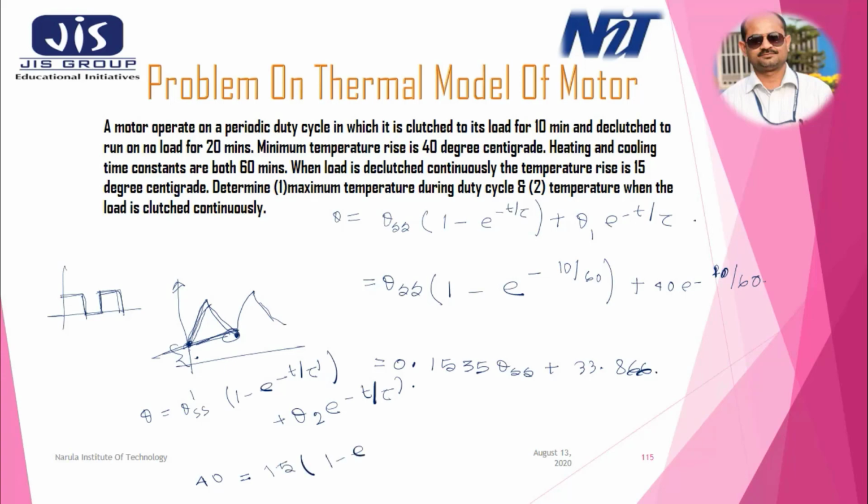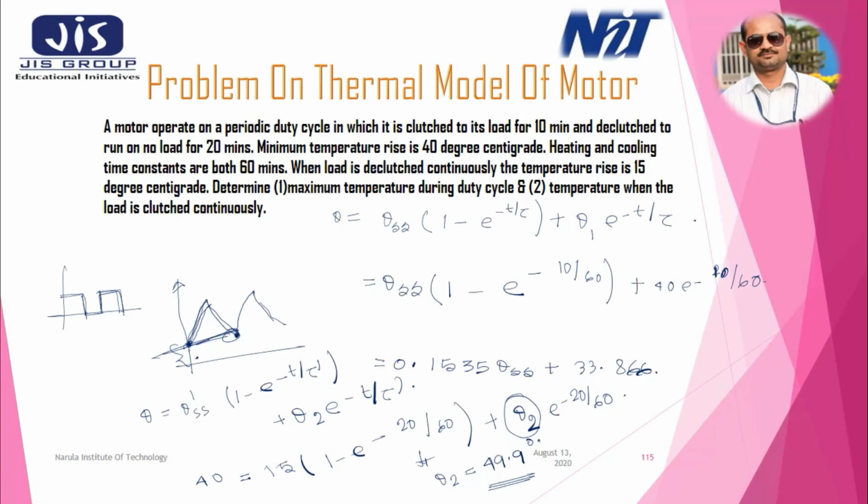Now 1 minus e to the power minus t, for the cooling period, so it is 20 divided by again 60, plus theta 2 e to the power minus 20 by 60. Theta 2 is not given. From this equation we will get the value of theta 2, because theta 2 is unknown and the rest of the values are given. So theta 2 will become 49.9 degrees.